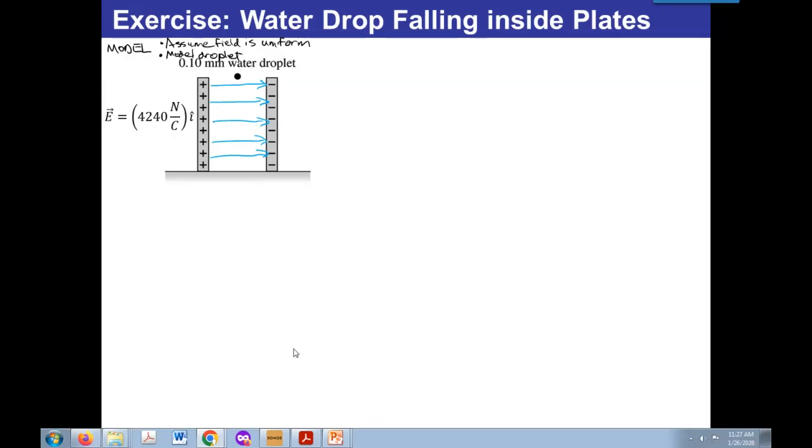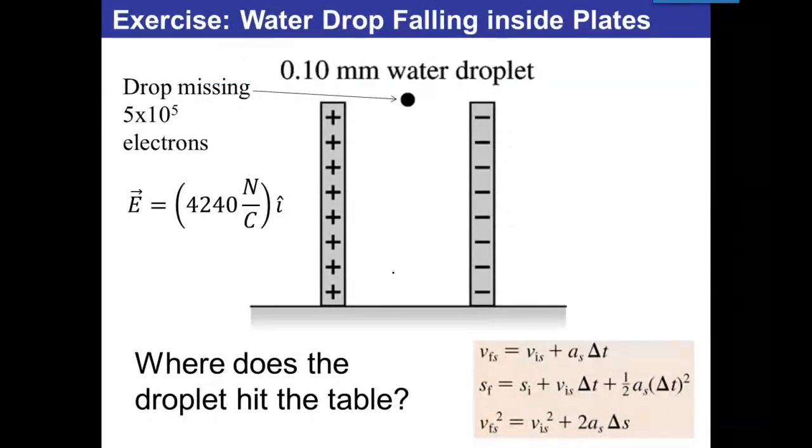Oh, sorry, my bad. I got turned off here. All right, let me start again. My apologies. Go back to the previous slide. So again, the problem we have here is a water droplet, okay? It's an ionized water droplet, so it's missing some electrons, and it's in between two plates. The two plates have a uniform field, okay? And the question we want to know is where does the droplet hit the table? Sorry about that. Always hard to know what everyone's hearing or not hearing when I'm doing this online.